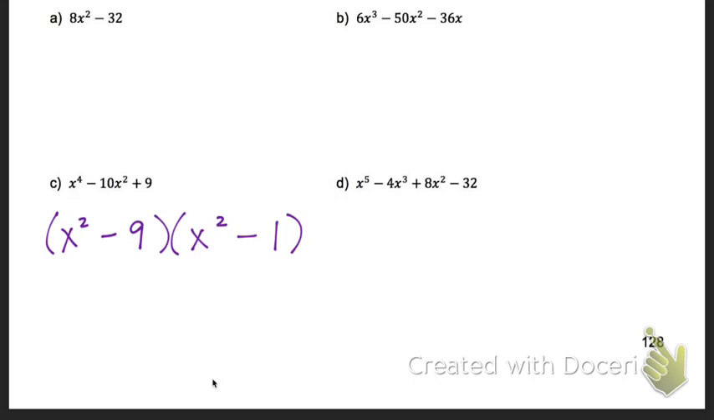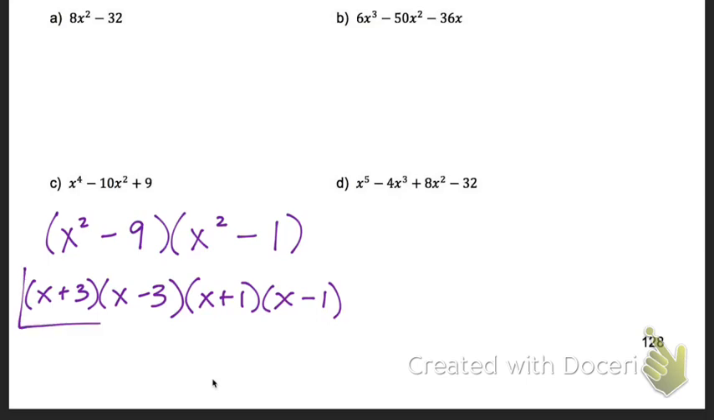Your mind is about to be blown. This is x plus 3, x minus 3, and x squared minus 1 is x plus 1, x minus 1.